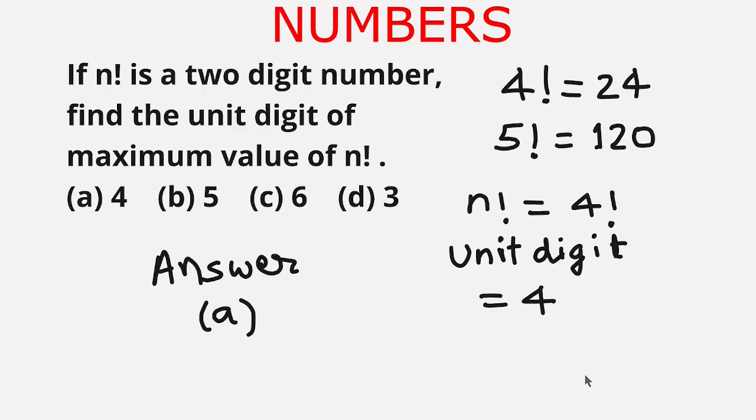We could have solved it without writing all these, as we know that n factorial is a 2-digit number and only 2-digit number is a 4 factorial. Up to 3 factorial all are 1-digit numbers, and after 5 factorial the number of digits are more than 2 digits. I hope you have understood the solution and method of solving such type of questions. We go to the next question.